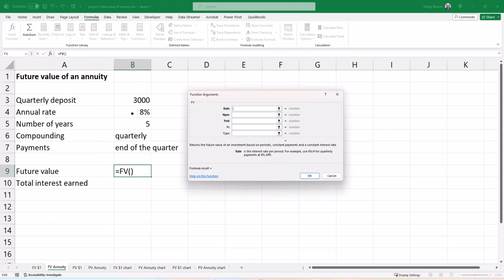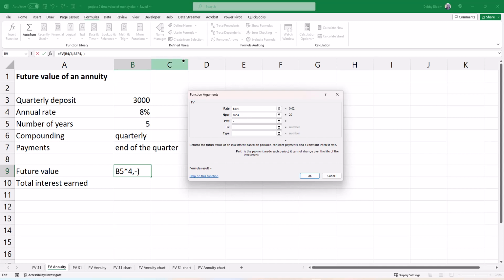In this case, my rate is 8%, but I have to divide by 4 because there are quarterly payments. So I have to use an I of 2%. My N per is the 5 years multiplied by 4 payments per year, so my N per is 20. And this time the 3,000 goes in the PMT box because PMT models that you're making a payment every single compounding period. So PMT models that we're making 20 payments of $3,000, which is exactly what we're doing.